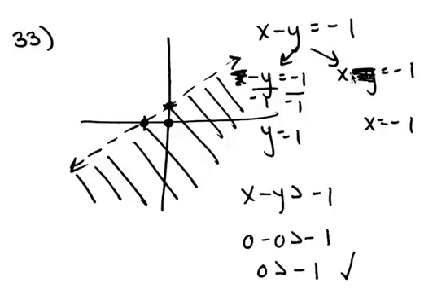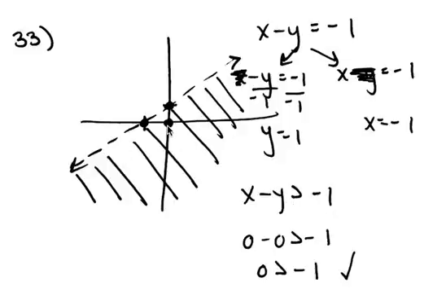For my second equation, I covered up the y term and got x was equal to negative 1. Therefore, I plot a point right here on the x-axis at negative 1. The reason I connected my line as a dotted line is because this inequality symbol right here is just greater than, not greater than or equal to. Therefore, it is just a dotted line.